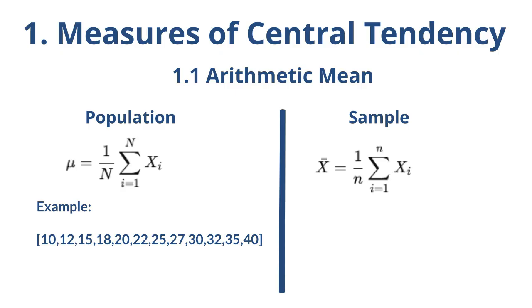Turn on the calculator. Press second, then data. This accesses the data list. Press second, then CLR work to clear the list. Enter the 12 values of the population one by one. Press 10 and then enter to input the first data point. Press the down arrow key to move to the next entry and continue inputting the rest of the data: 12, 15, 18, 20, 22, 25, 27, 30, 32, 35, 40.